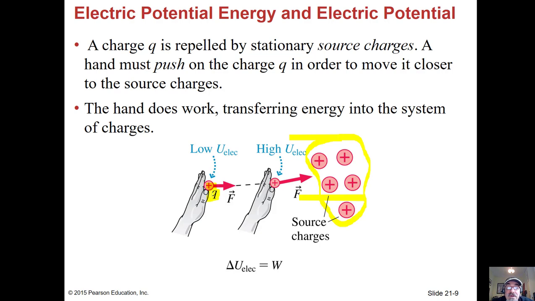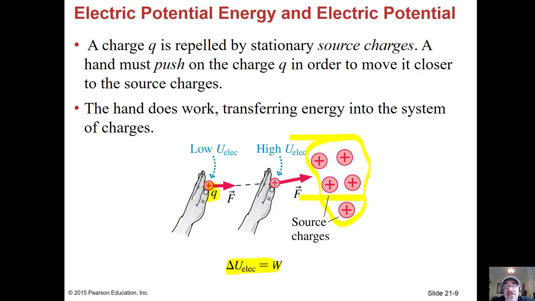And the charge is here, this separate charge. You want to put it here. It doesn't want to go there. So if you push it that way, you do some work on it. If you do work on it, just like the book analogy, you store electrical potential energy. Now, if this hand were able to let this go, the charge would go flying back the other way, just like a spring would open up. So the change in electrical potential energy is equal to the work that you do.